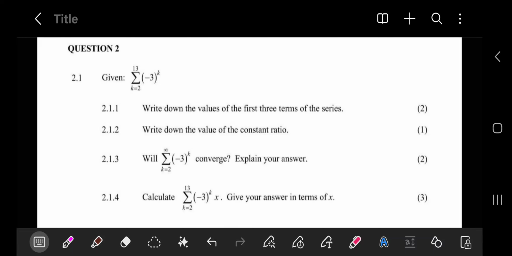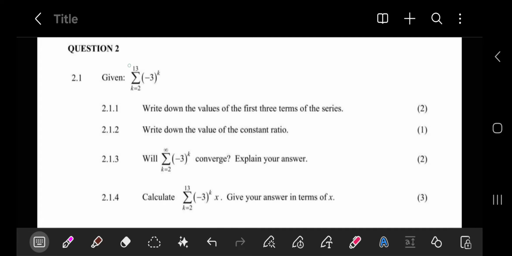So 2.1, we are given a sigma notation, and this says that the sum, or this pattern rather, is starting off from the second term and going up to the 13th term. Remember that whenever you have a sigma notation, it is extremely important that you analyze what you are given. The number at the bottom tells you the term that you are starting off with, which isn't always 1. So here we're starting with term 2, and it goes up to the 13th term.